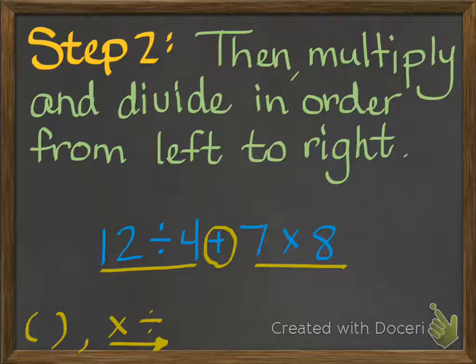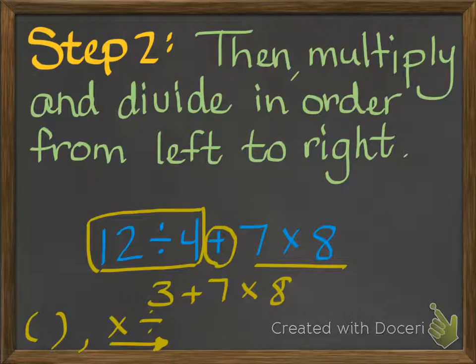It doesn't matter which one of those is first. It's not multiply first, then divide. It's just multiply or divide, whichever one happens to come first. So in this problem, we have 12 divided by 4. That's the first multiplication or division problem. So we do that one first. So 12 divided by 4 is 3. And then you write the rest of the problem.